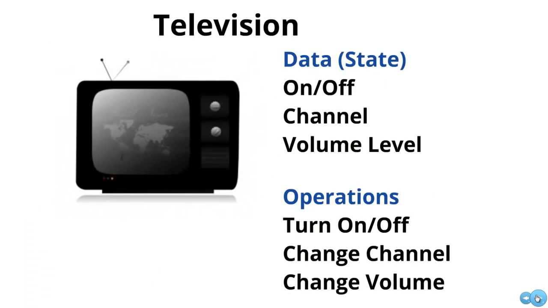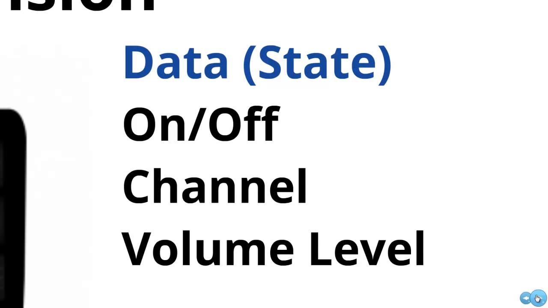Okay, so for our first example, we're going to model this idea of a television. Most everyone's familiar with the idea of a television. A television has a lot of data, or state information, associated with it. We could say, is this television on? Is it off? What channel is it on? What's the volume level? All of these things, the on, the off, the channel, the volume level, would be the data or the state information associated with the television.